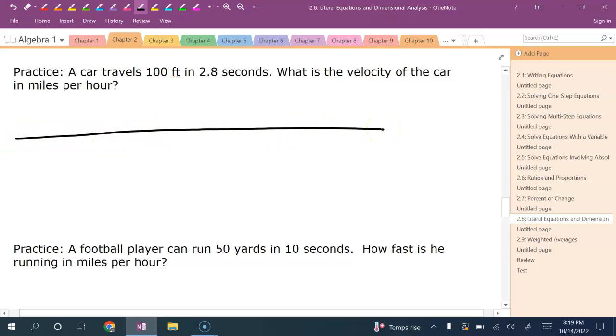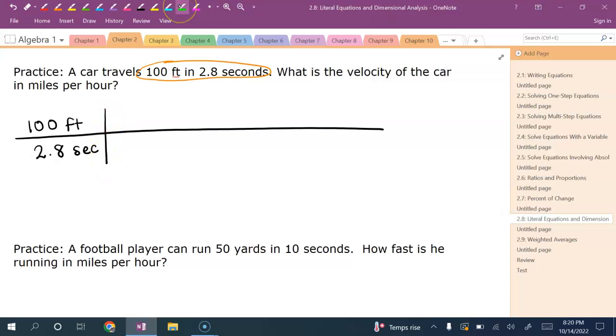So draw your big fraction bar. To get yourself started, you need to put in the first chunk the information that they give you. Now this one is actually giving you 2 units of measurement. So remember what I said, you're going to put the 100 feet on top and that 2.8 seconds on the bottom. Now what they are asking you to convert to is miles per hour. So we need to get feet to miles and the seconds to hours.